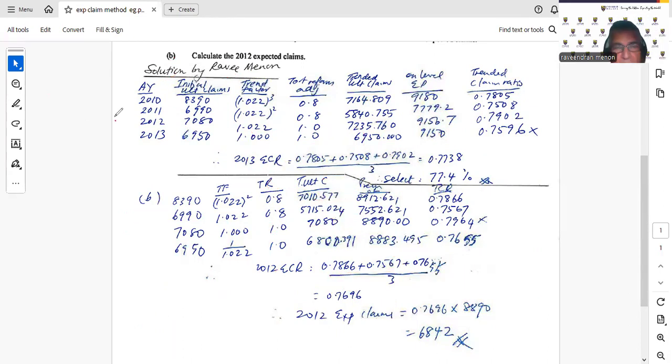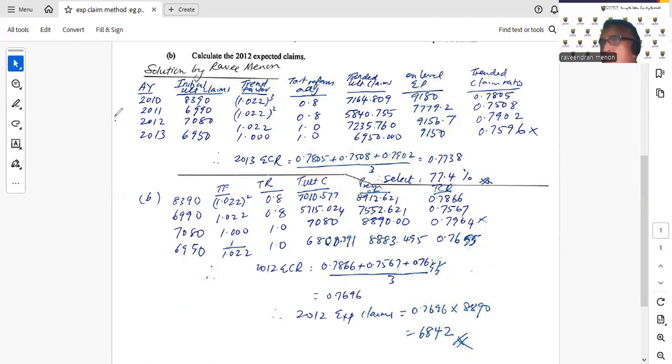So again, for part A, I'm looking at my sheet of paper here in front of me. For part A, the 2013 expected claim ratio, I'm just taking it at 77.4%. When you work it out, you'll get 0.7738. Just take it as 0.774. Great. A quick comment about the next part. Part B, calculate the 2012 expected claims.